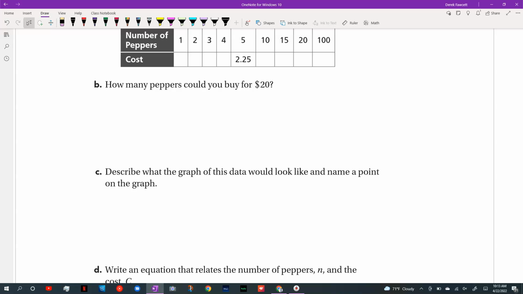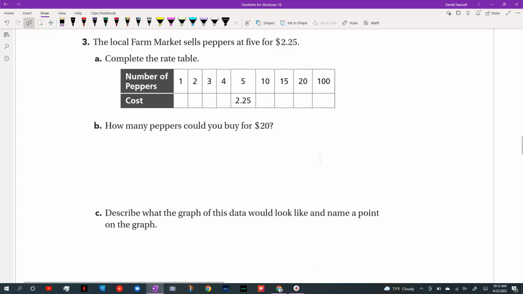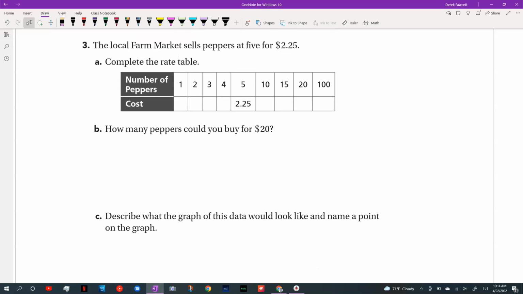Number 3, all of these go together. The first thing is we had to fill out that table. The local farm market sells 5 peppers at $2.25. So if it's $2.25 for 5 peppers, you could find the unit rate for 1 pepper, and you end up finding that it is 45 cents.